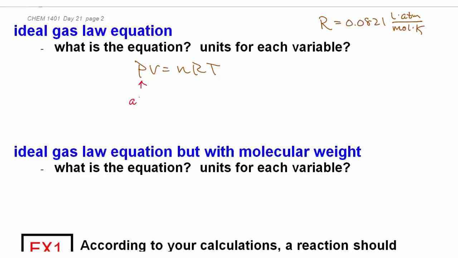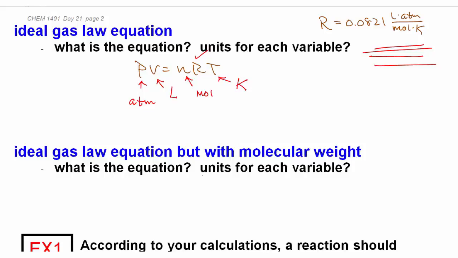P has to be atmospheres then. V would have to be in liters. N would be in moles. We already know what R is. And T always has to be in Kelvin. So go by R, and you'll know what the units are for all the variables.